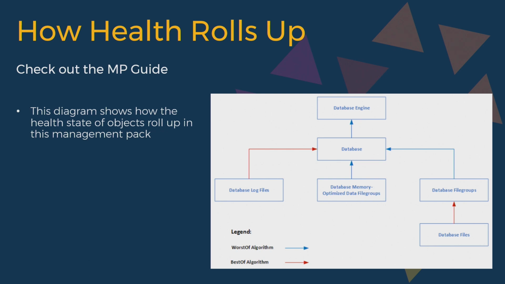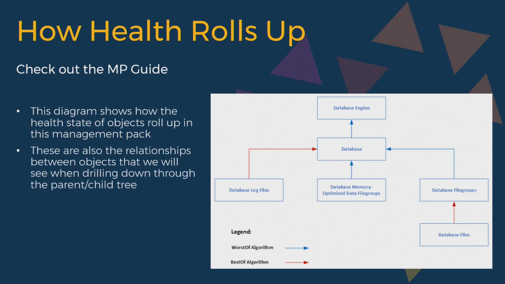Health in general rolls up through the child-parent relationship in SCOM. In particular, the way that we navigate through that tree is through what we call drill downs. As you can see, if you wanted to find the database files for a particular object, you'd start at the database engine. You can then drill down into the database, then into the file groups, and then to the files themselves. That drill down allows you to traverse that parent-child relationship with relative ease, and there's various information that you can gain at those different levels.